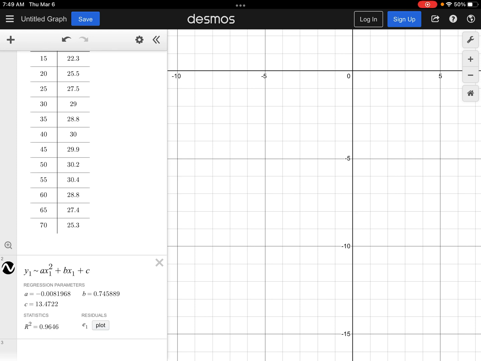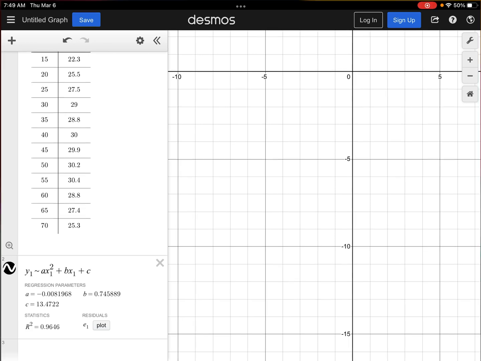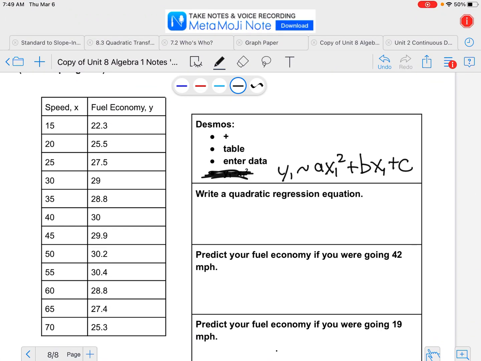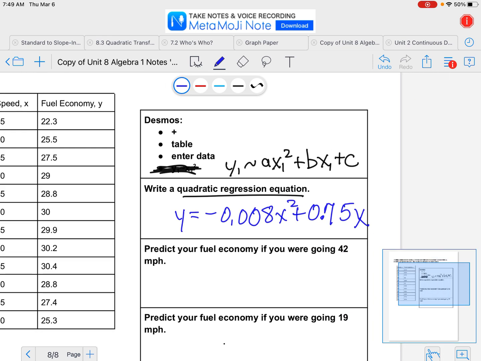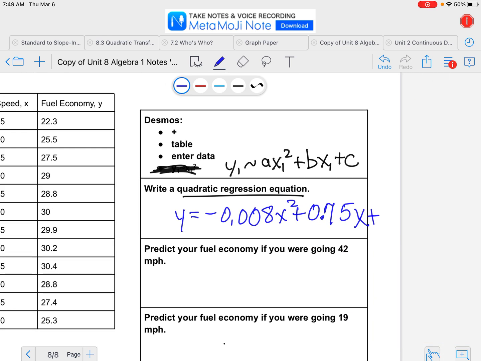So we take that a, b, and c, and we write our model, or we call it a quadratic regression equation. So let's write it. y equals, the a value we're going to round, negative 0.008. You have to get a significant digit in there. x² plus, let's round this to 0.75x, and then plus, what's my c value? Let's round it to 13.5.